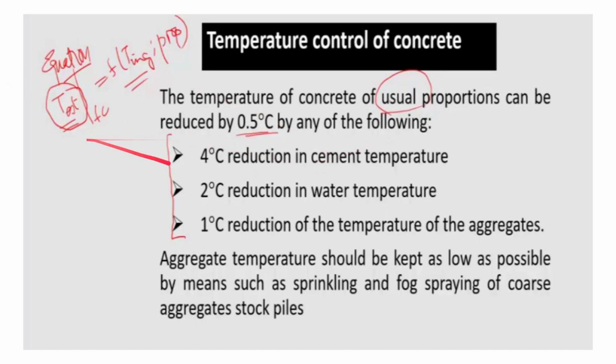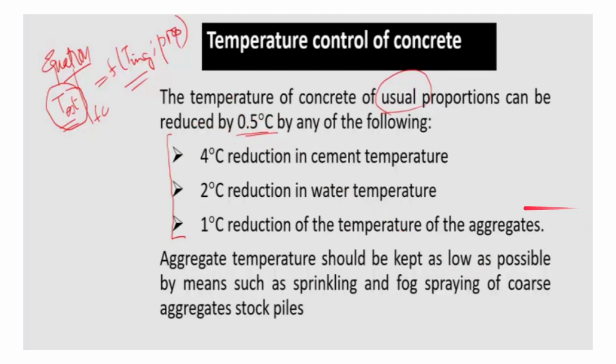There is a thumb rule. The temperature of concrete of usual proportions can be reduced by 0.5 degrees centigrade by any of the following techniques. If we reduce cement temperature by 4 degrees, the concrete temperature can be reduced by 0.5. If water temperature is reduced by 2 degrees centigrade, again concrete temperature can be reduced by 0.5. If the temperature of aggregates is reduced by 1 degree, again the concrete temperature can be reduced by 0.5. So all this can significantly reduce the temperature of concrete.